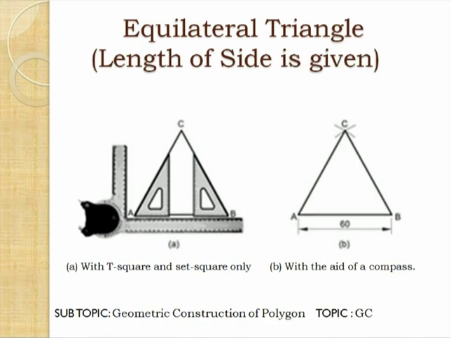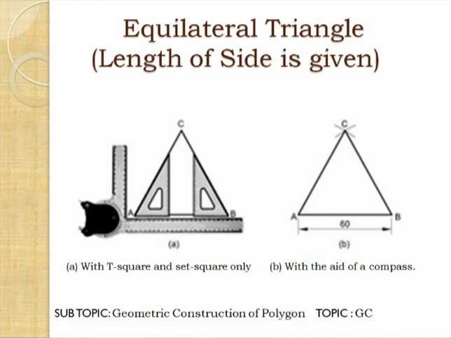In the first figure, we will construct an equilateral triangle with the help of a T-square and set square. So first of all we draw the line AB of the given length. Here we know the length AB, so we can draw the line AB. Then with the help of a 60 degree set square we make 60 degrees at point B and 60 degrees at point A, and both lines will intersect at point C. So in this way we can construct the equilateral triangle.